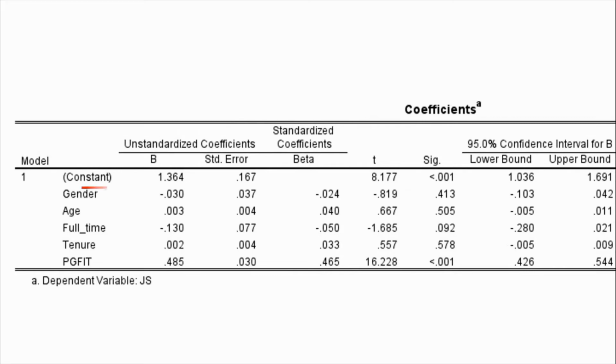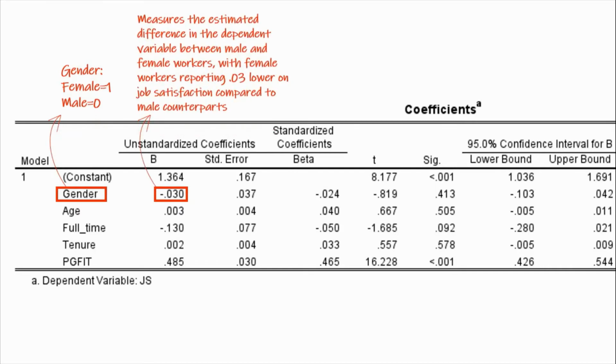Now, let's start with gender. Just to refresh your memory on how gender was coded in the data, female is coded 1 and male is coded 0. And when you have a binary variable like gender, the size of the regression coefficient, which in this case is 0.03, measures the estimated difference in job satisfaction, which is our dependent variable, between the male workers and the female workers on average. The regression coefficient for gender is negative. So that's how much lower the job satisfaction is on average for female workers because female is coded 1.